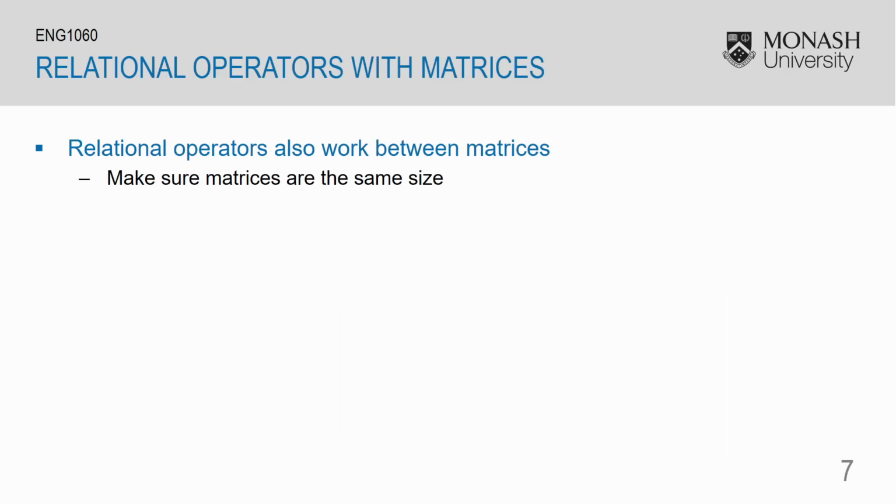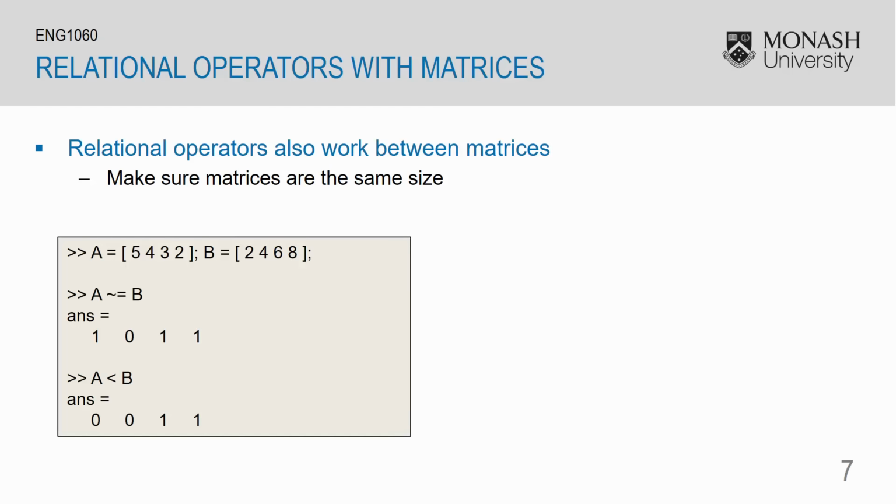Relational operators also work between matrices, but you need to make sure that the matrices are of the same size. So as an example, we have A is equal to a 4-element row vector. B is also a 4-element row vector. When testing whether A is not equal to B, it will check the corresponding elements. So it will check whether 5 is not equal to 2. In this case, it is true. Then it will check whether 4 is not equal to 4, which is false, and so forth.